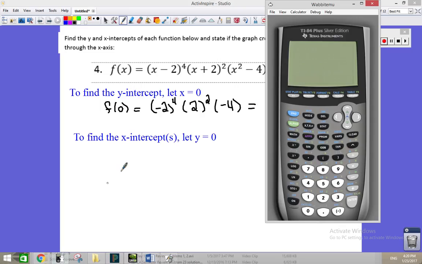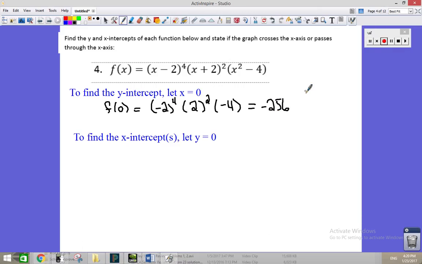So let's jump to a calculator. I know that negative 2 raised to the 4th power is going to be 16, and I notice that if I was doing a calculator, I need to have parentheses around that base, and so that's 16, and then I'm multiplying that. 2 squared is 4, 16 times 4 is 64, and then 64 times a negative 4 is going to be a negative answer, and I don't know off the top of my head what that is, so let's see what it is. Negative 256. Alright.